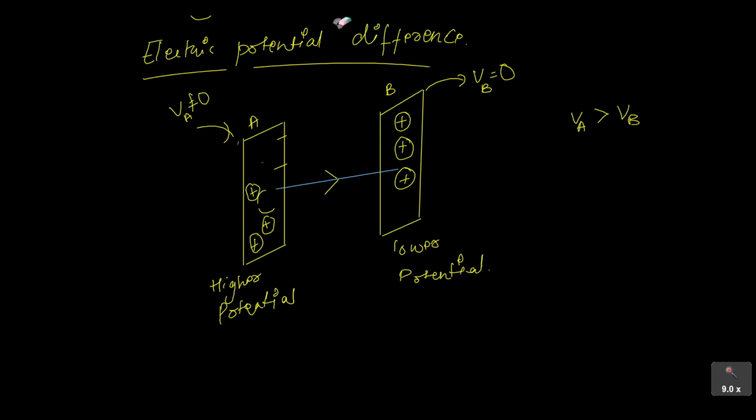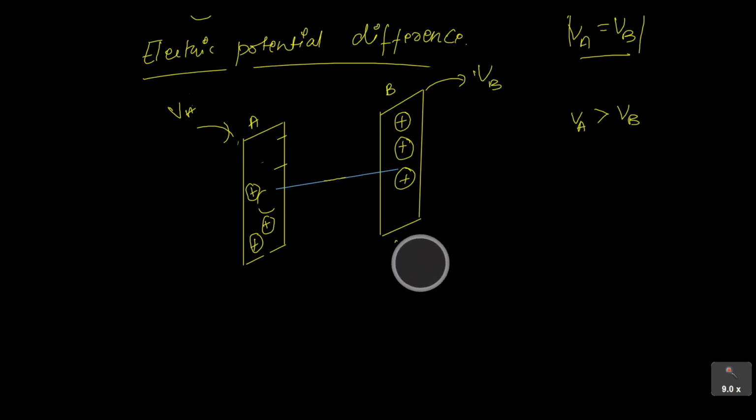Now you see that both the conductors have three charges, so what will happen? Both of these plates will have the same potential. So in this case, VA will be equal to VB, same potential. When both the conductors reach the same potential, the charges stop flowing, because charge will only flow when there is a potential difference. So here you understood the need for potential difference, and this flow of charge is known as current.